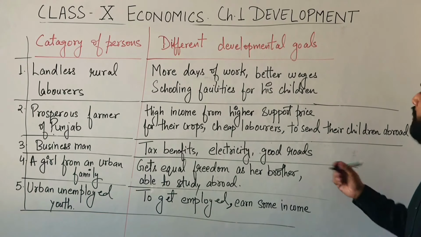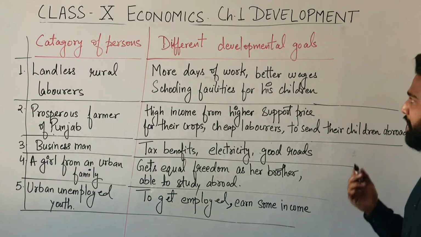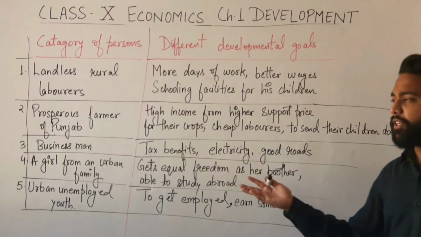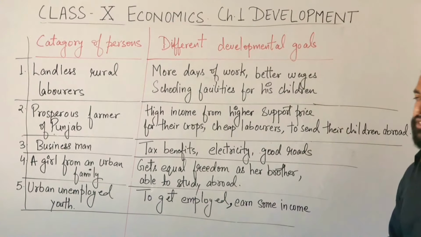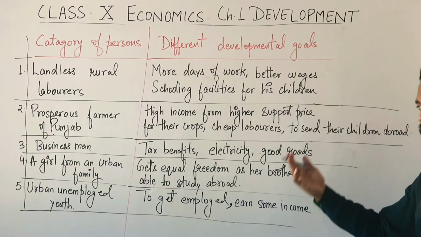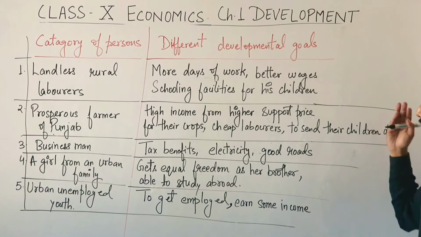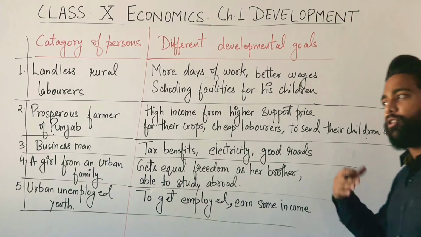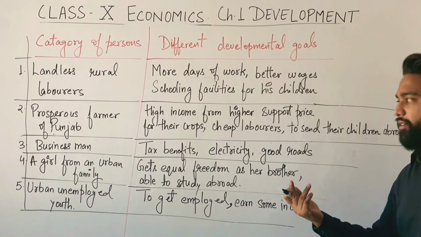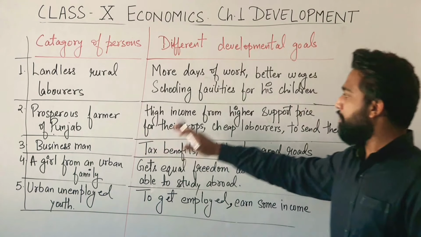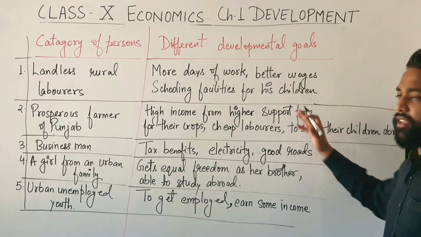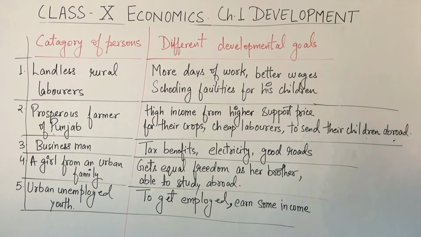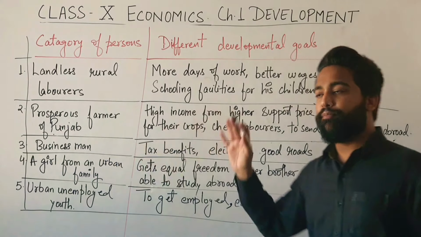And they also want cheap laborers. If they are getting cheap laborers, then it's also a developmental goal for that prosperous farmer. The prosperous farmers appoint some laborers. If they get cheaper labor, then it's a profit for them. So it's a developmental goal. And also to send their children abroad. They want their children to go abroad, study and work there, and settle there. So the prosperous farmers of Punjab seek higher income from higher support prices for their crops, cheaper labor, and to send their children abroad. Is that clear?